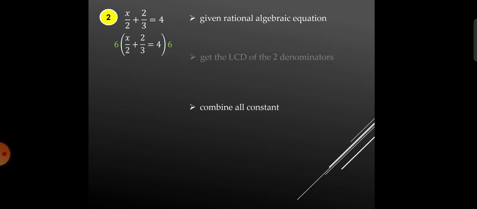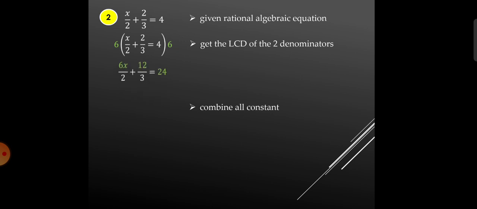Why 6? 6 represents the least common denominator, or the common factor of the two denominators. So 6 can be divided by 2, and 6 can be divided by 3. So next, we multiply the least common denominator 6 on both sides of the equation. Again, only the numerator is multiplied. 6 times x, 6x. Copy denominator 2. Plus 6 times 2, 12. Over denominator 3. Equal 6 times 4, 24. So take note of the green, all numerators.